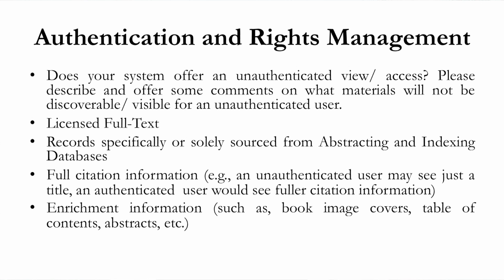authentication system. License, full text, records specifically sourced from abstract and indexing databases, full citation information, enrichment information such as images, table of contents, abstract, etc. So along with authentication, we also have to see whether the discovery system is able to provide these points, like images, contents, abstracts, and other abstracts and indexing databases through this platform.